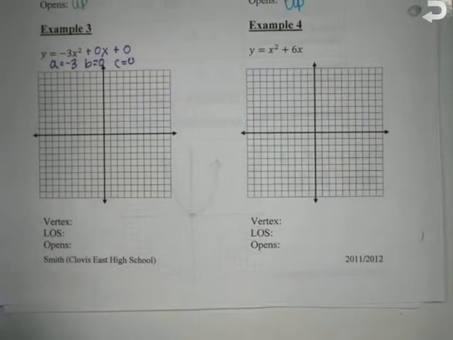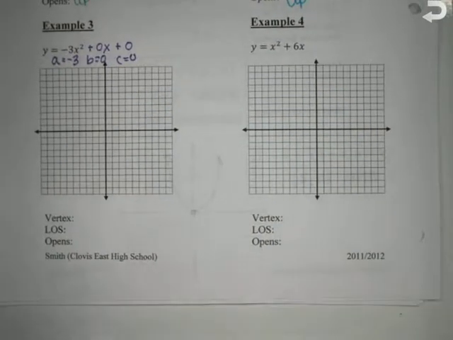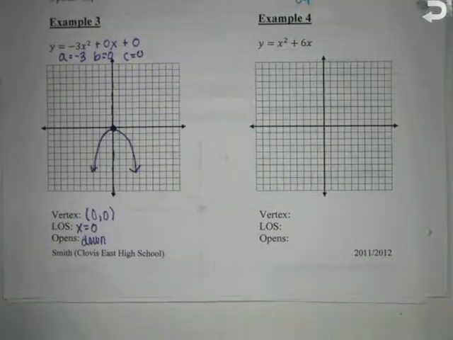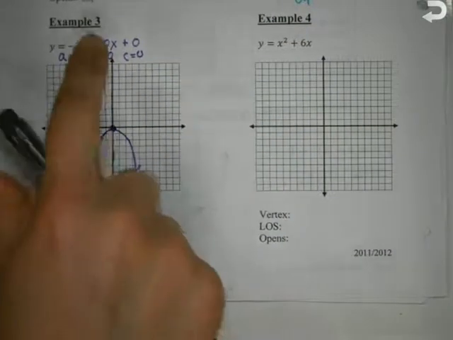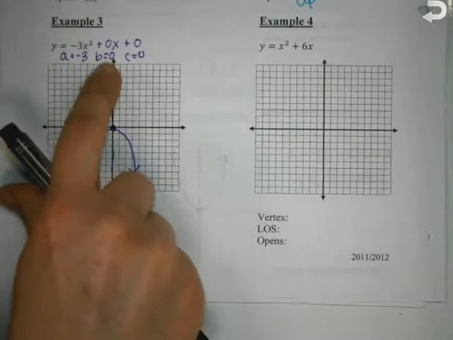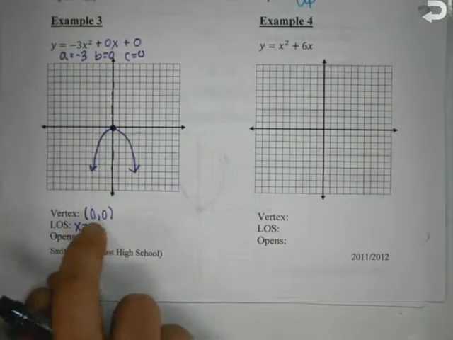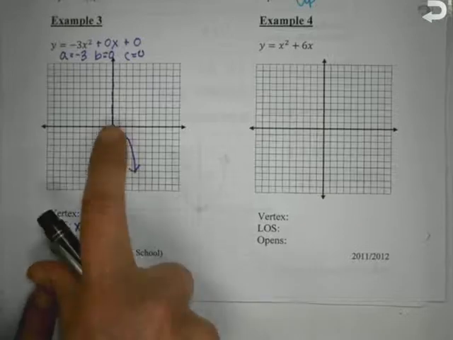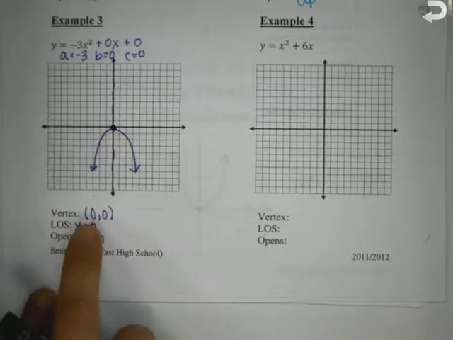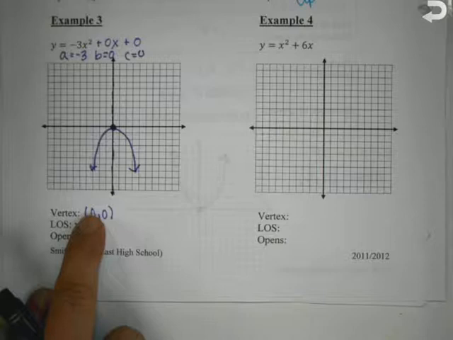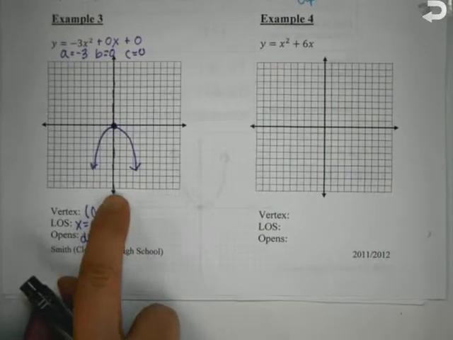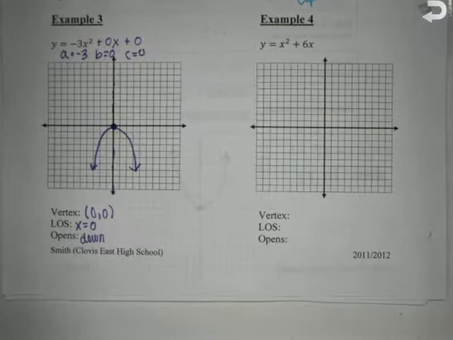Okay, so using A equals -3, B is 0, C is 0, what did you get for the vertex? Okay, so because A was -3, B is 0, C is 0, my x-coordinate was 0. When I plugged x back in, I got 0 for y. That's my vertex. Line of symmetry is the x-coordinate, so I drew it straight through, and it's opening down because A was negative. So that's what my graph should look like. Good? Okay.